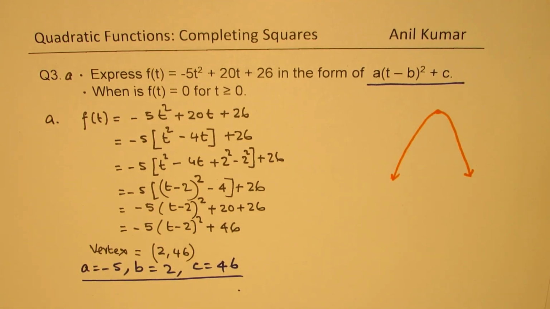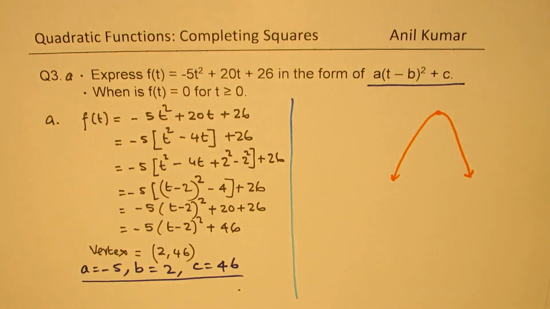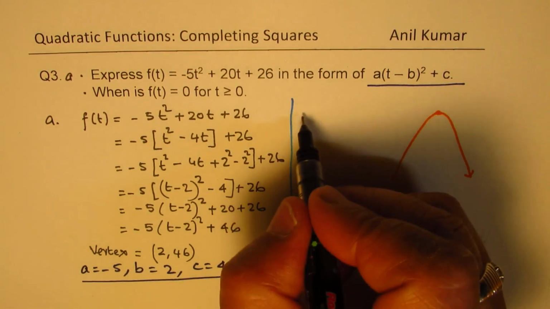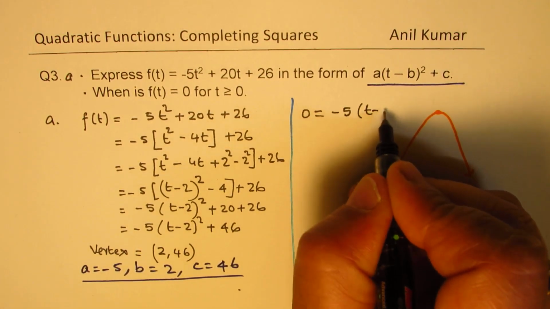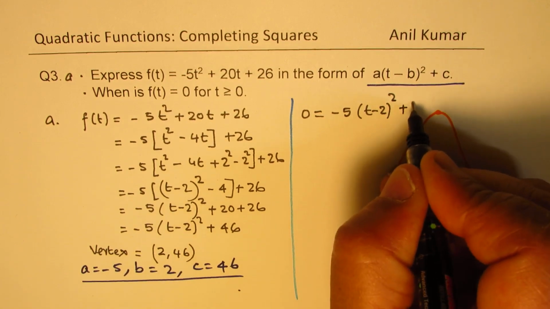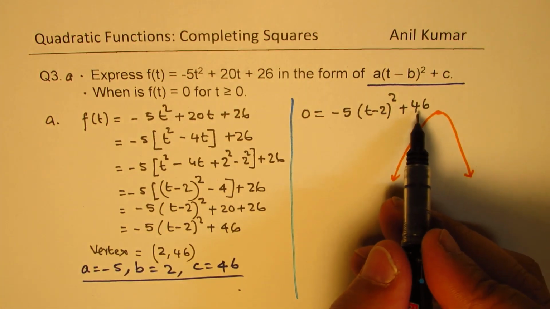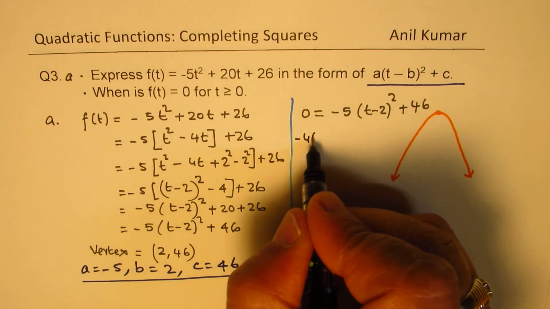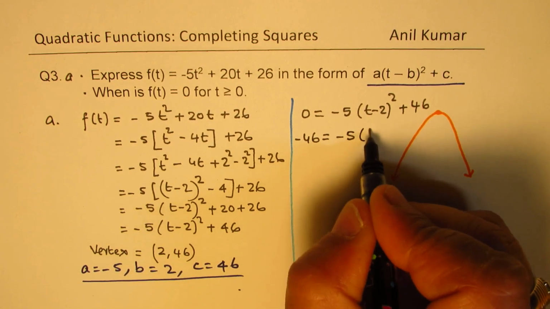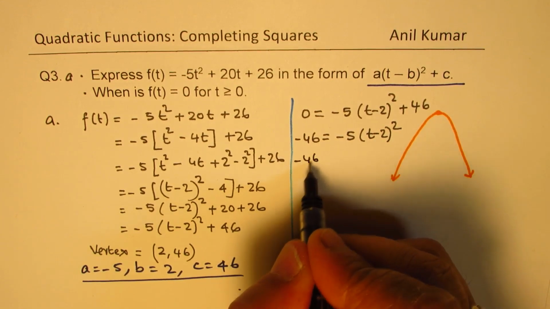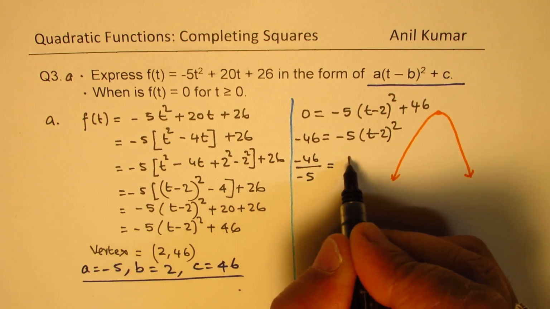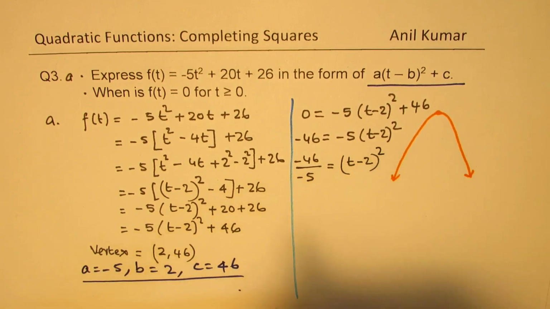Now let's look into part B, which is, when is f of t equal to 0, right? So let's figure this out. We'll just write 0 equals whatever we got, which is minus 5 (t minus 2) whole squared plus 46, right? So we can bring 46 to the left side, because minus 46 equals minus 5 (t minus 2) whole squared. Now divide by minus 5. So minus 46 divided by minus 5 equals (t minus 2) whole squared, right?